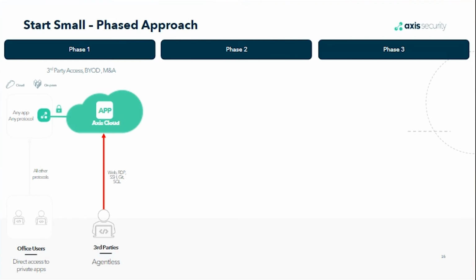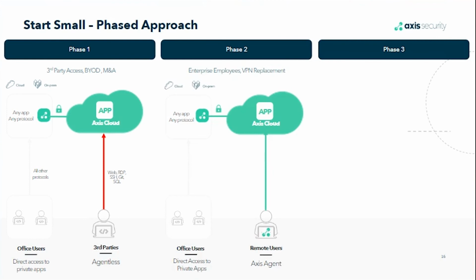A great use case I've often seen is third-party access or mergers and acquisitions. Both of these use cases put strain on the network team or open up significant security risks, and it shouldn't be this way. Axis can make that solution simple. We provide a clientless approach, and our technology will easily work around duplicate IP address scenarios, which often come up during mergers and acquisitions.